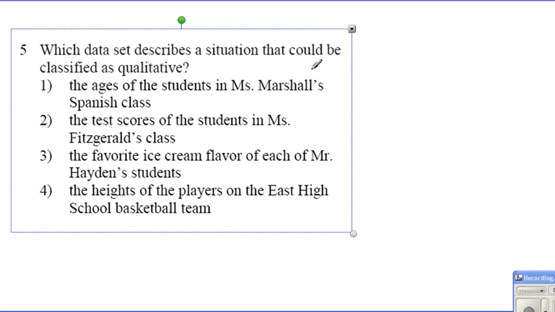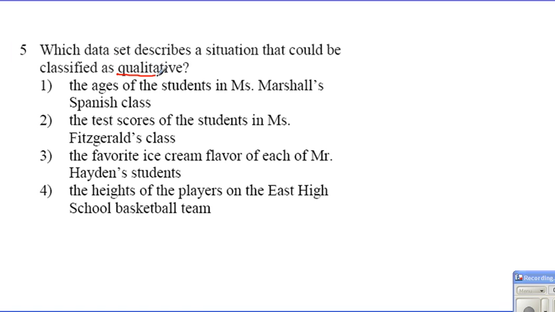Alright, let us move on. The question is, which data set describes a situation that could be classified as qualitative? You see the word qualitative? We're talking about the quality. Which one of these 4 talks about the quality of something we are looking at? This one is age, the age of the student. It simply means age, which doesn't really talk about quality. On the other hand, number 3, the favorite ice cream flavor, is more like a quality. This will be the qualitative comparison. So our answer will be choice number 3.